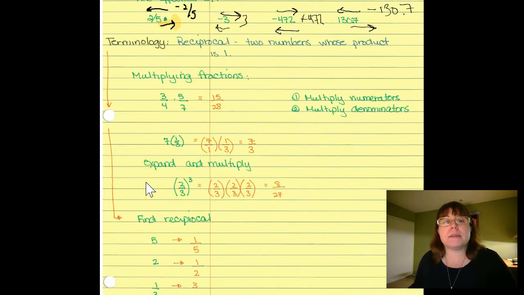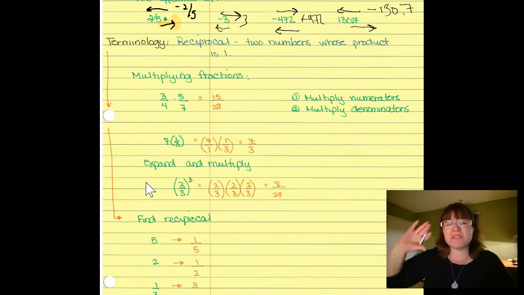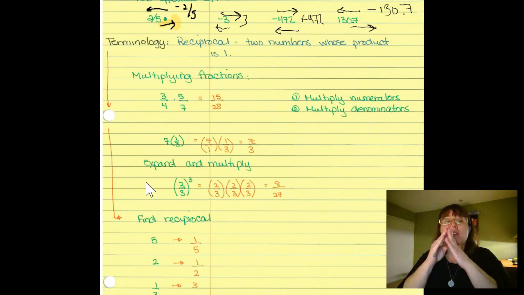Let's talk about reciprocals. And you may have learned this as in you just flip a number over and that's your reciprocal. But there is a true definition to reciprocal. It is two numbers that when you multiply those numbers together, it equals 1. So let's refresh on multiplying fractions.